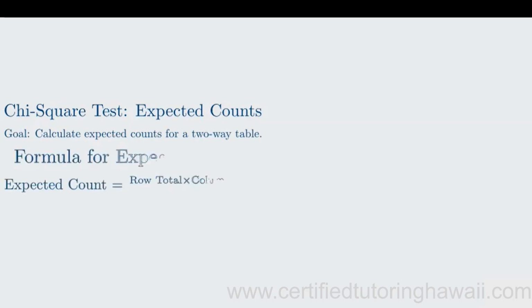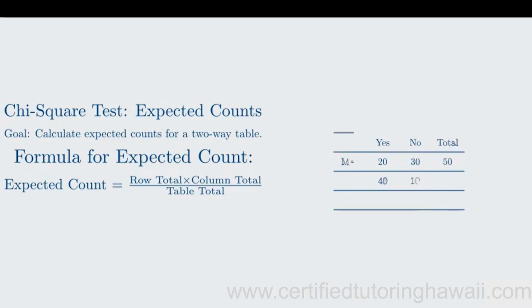The first step in any chi-square test is determining what we expect to see if there were no relationship between our variables. This is called the expected count. Our goal is to calculate expected counts for a two-way table. Under the null hypothesis, we assume the distribution of the categorical variable is the same across all groups. To find the expected count for any specific cell, we use the row and column totals. Let's look at this small table.